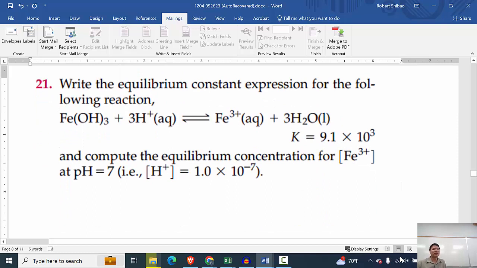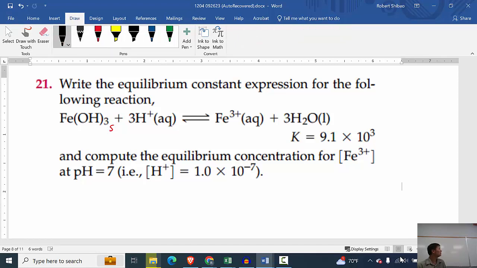So this is just filling in the ice table. Write the equilibrium constant expression for the following reaction. So this is going to be mixed. Obviously, this is solid because the hydroxides are all insoluble. So they expect you to figure that out on your own. I don't know why they didn't show it. They should have shown it. This is balanced. And so the equilibrium constant expression is just the activity of the product of the iron 3.